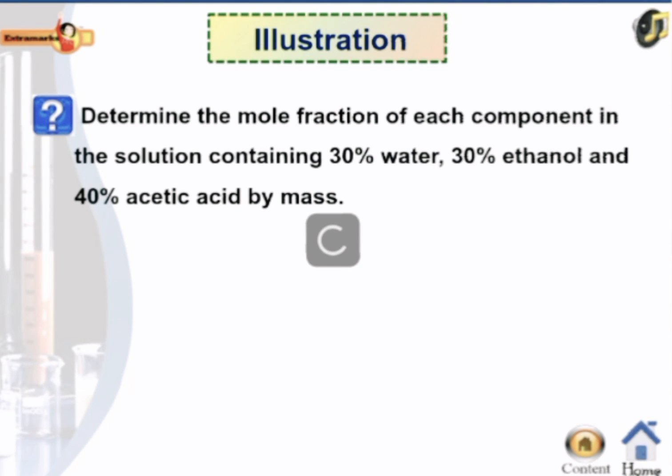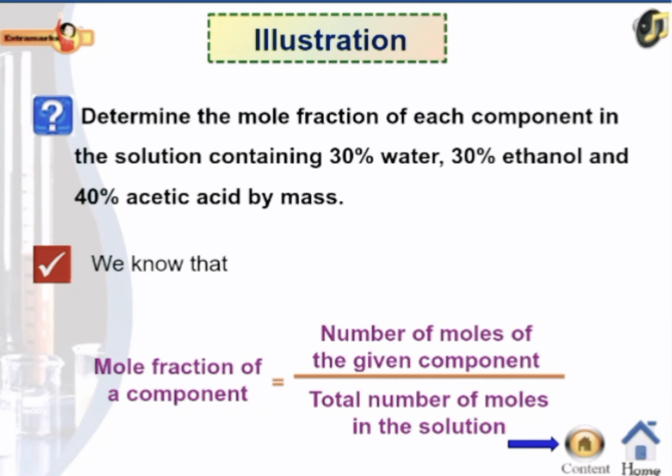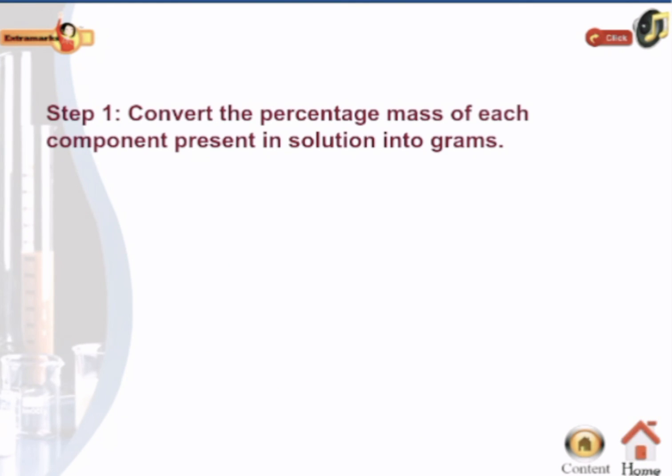Let us solve a numerical. Determine the mole fraction of each component in the solution containing 30% water, 30% ethanol, and 40% acetic acid by mass. We know the formula to express the mole fraction of a component, which is as follows. Now we will proceed further. Step 1. Convert the percentage mass of each component present in solution into grams.